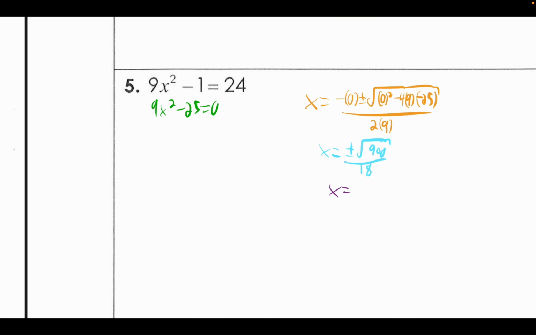And positive negative square root of 900 is positive and negative 30, all over 18. And I don't really have to split my cases here, because whether it's a positive 30 or a negative 30, if I reduce that with 18, they reduce to the same number. So I just get positive and negative 5 over 3.